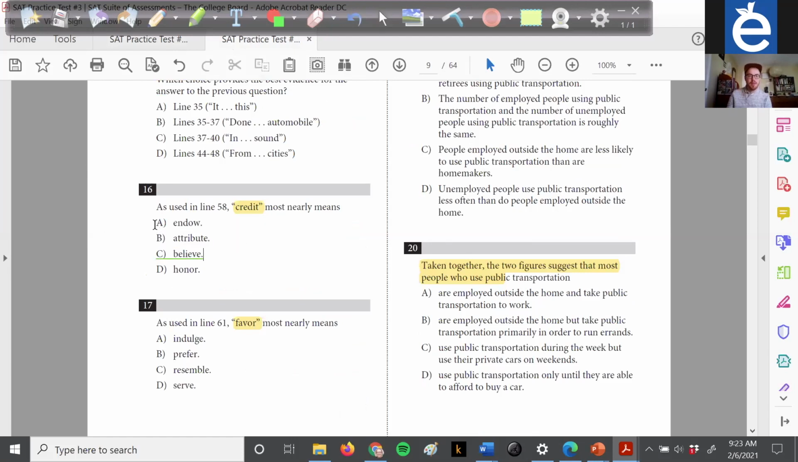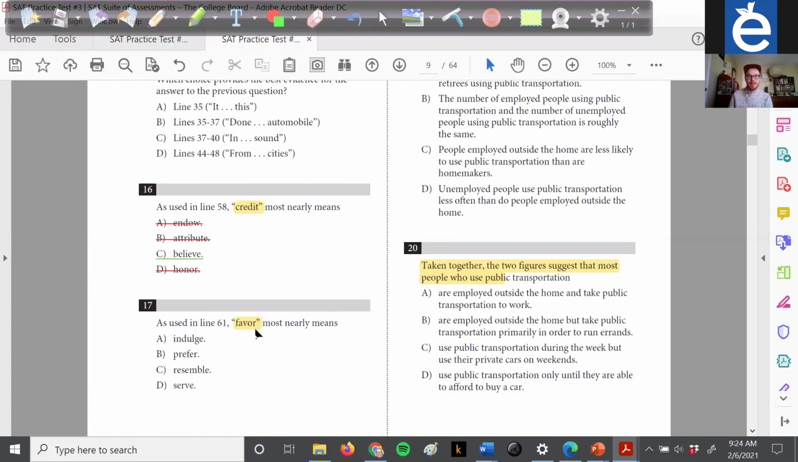Endow the demographers? No, I'm not giving them any endowment. Attribute, you could definitely see how credit means attribute in other ways, right? Like, hey, give me some credit. But it doesn't mean that here. We're not citing them at the bottom of a paper. If we honor the demographers, well, no, we're not being asked to respect them, just to believe the information that they're giving us.